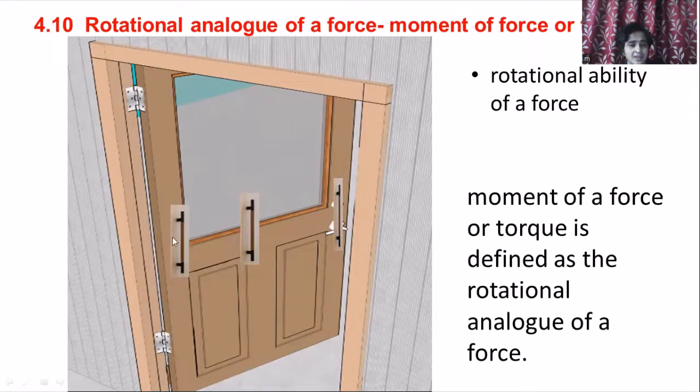If the handle is very near to the axis of rotation, then we find it difficult to rotate the door, pull the door. दरवाजा ओढणं आणि उघडणं बंद करणं आपल्याला इथे जर हँडल असेल तर अगदीच अवघड पडेल.